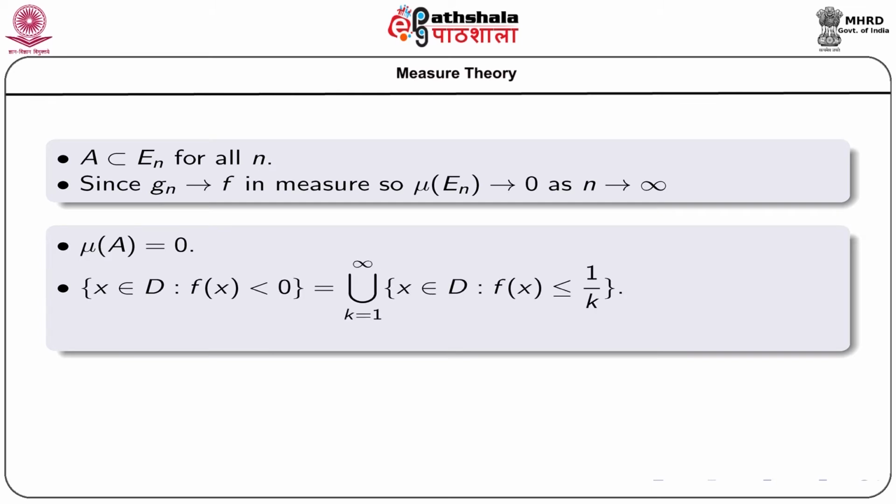Now, see that the collection of all x belonging to D, where f x is strictly negative, that is f x is less than 0, can be written as union k equal to 1 to infinity, collection of all x belonging to D, where f x is less or equal to minus 1 by k. Now, we have already seen that each set on the right hand side has measure 0, and so the set of x belonging to D, where f x is less than 0, is a countable union of sets of measure 0, and so has also measure 0, and this shows that f should be greater or equal to 0 almost everywhere.